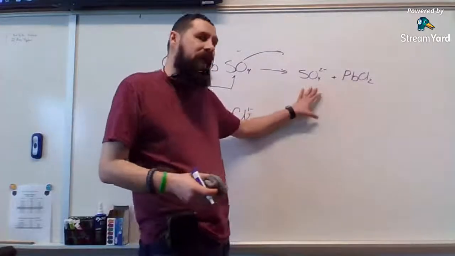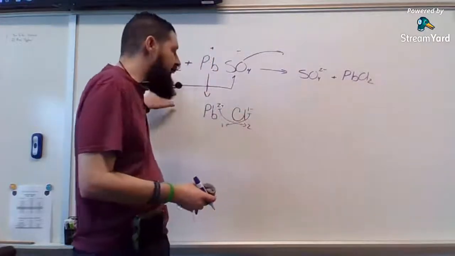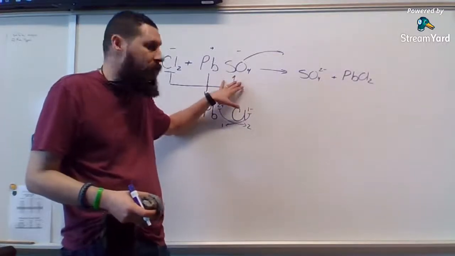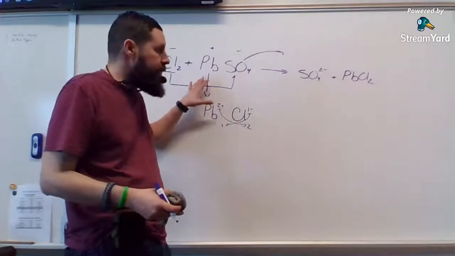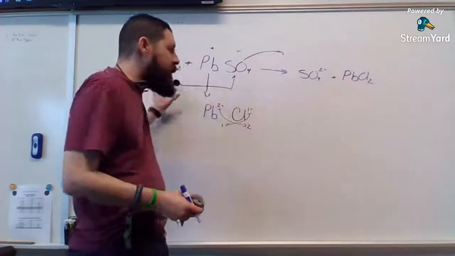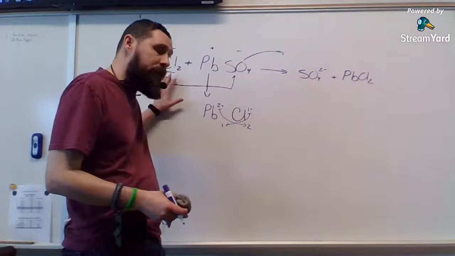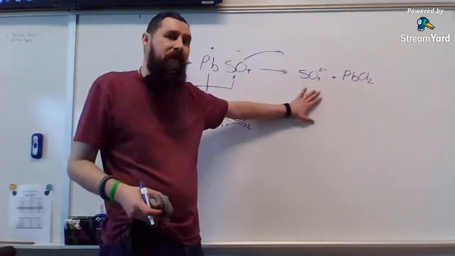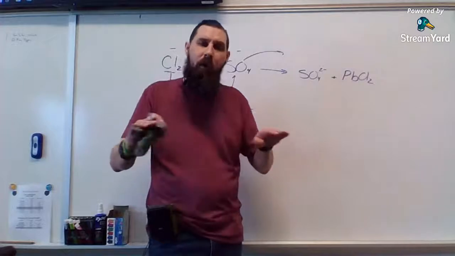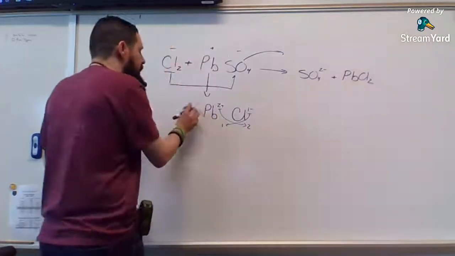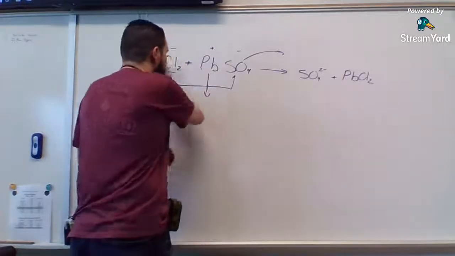However, we would have to check the activity series to see if chlorine is actually capable of removing the sulfate from that lead. If so, this is what we expect from the reaction. If we find out that chlorine is lower on the activity series than sulfate, then instead of these products, we get no reaction. Okay? So this is where that activity series comes in. Let's take a look at another one.